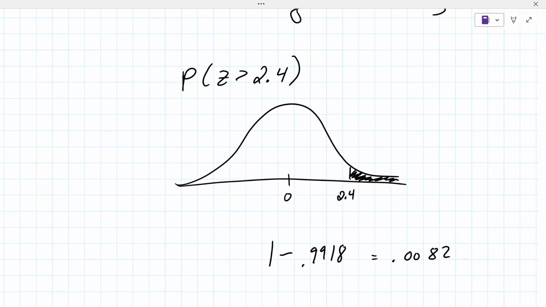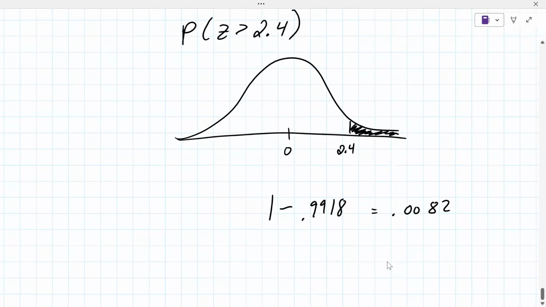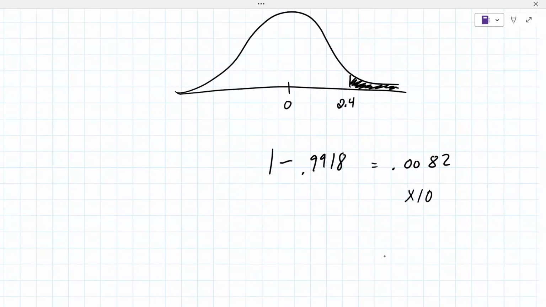All right. So that's not a percentage, though. That's a decimal. So we need to multiply by 100 to get the percentage, 0.82%, which means there are not that many of them.